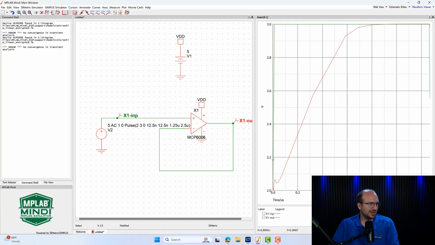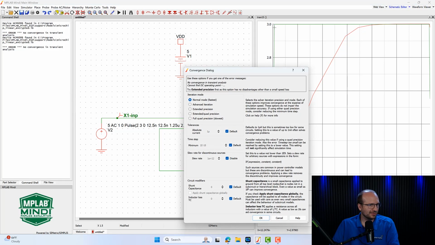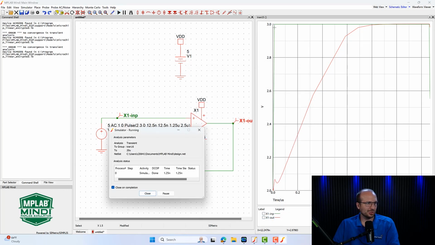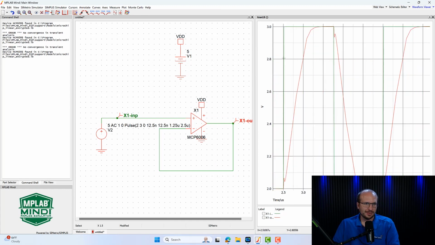So it actually looks like we've got some convergence issues over here. So let's try and fix those. It should be a pretty easy fix. Let's go to convergence options, and let's just do full quad precision and give it one more shot. Okay, so that looks pretty good. But you can see if we zoom in here, you can see how the signal doesn't quite, I mean, it makes it, but it takes a while. I mean, it's more than half of the signal that it's not where it needs to be.